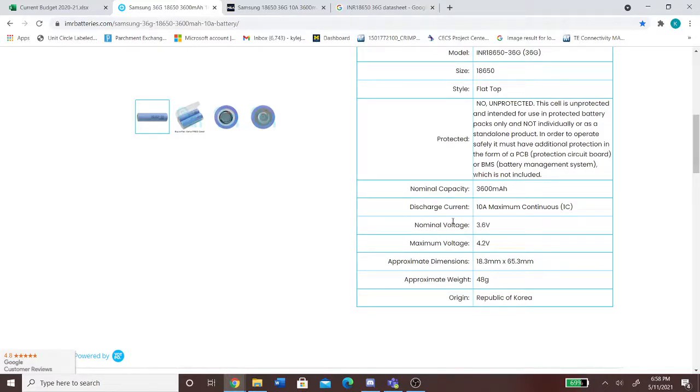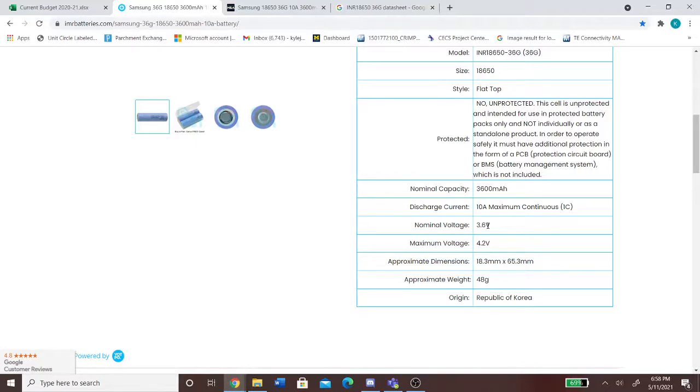It's either 3.6 to 3.7 volts, somewhere in between, and it has a maximum voltage of 4.2 volts. These are important because for our application, we wanted a 7.4, 7.2 volt battery, something like that. So we're going to want to put two of these batteries in series. If you put two batteries in series, the capacity stays the same, but the voltage goes up.